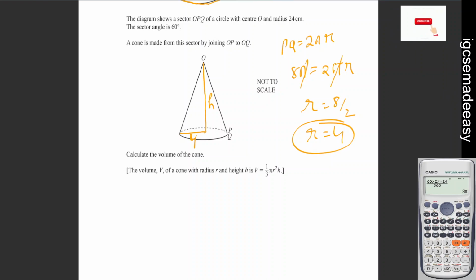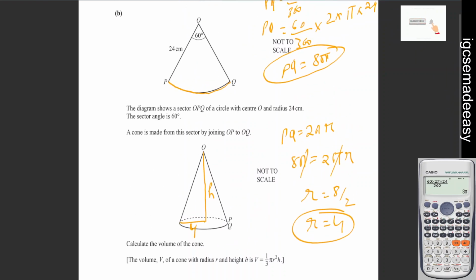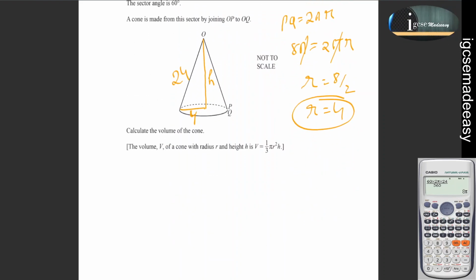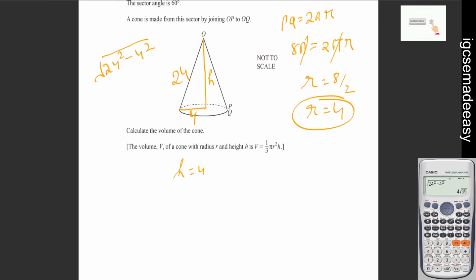But this slant height we know. Slant height is this one, 24, right? Slant height is the radius of the sector, 24. So we can use the Pythagoras theorem to find the value of h. So h will be equal to the square root of 24 square minus 4 square. You can use a calculator. That gives you the answer 23.66. We can write this as the value of h, 4 root 35.